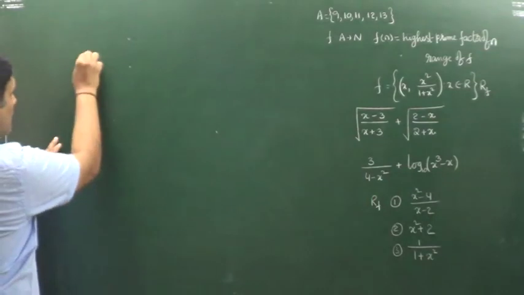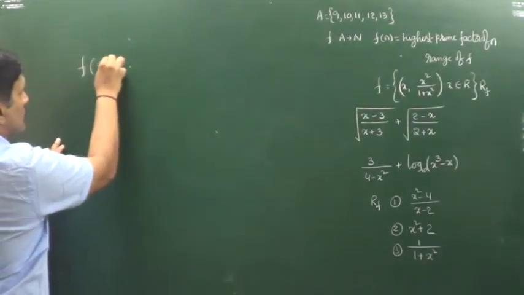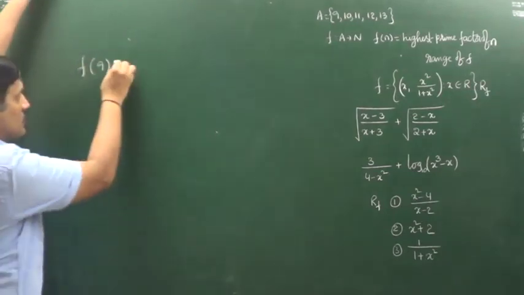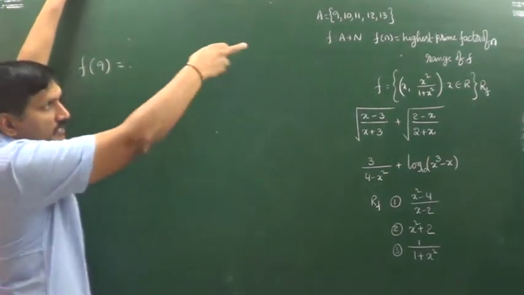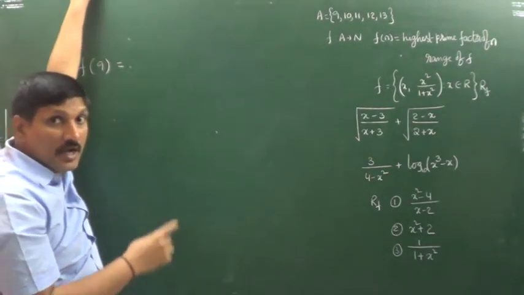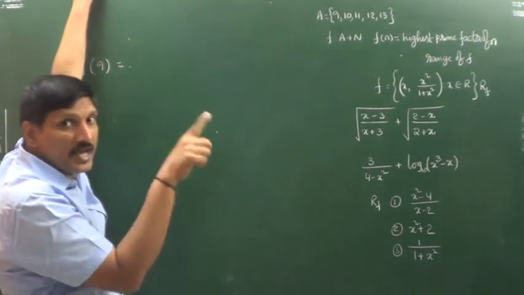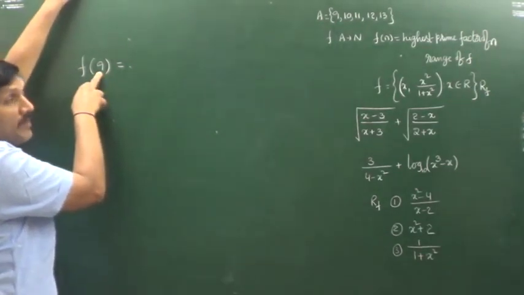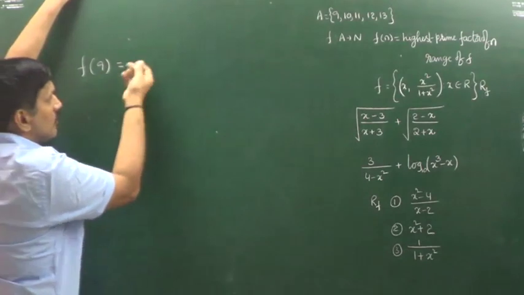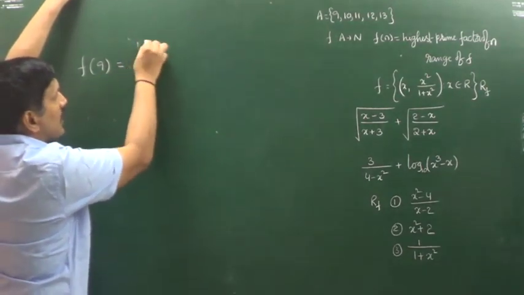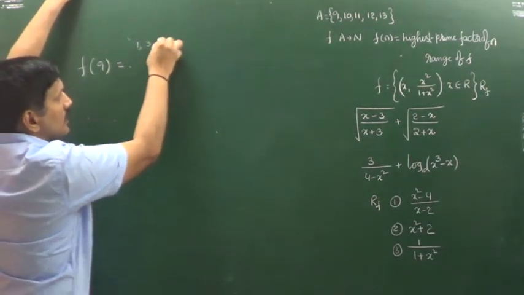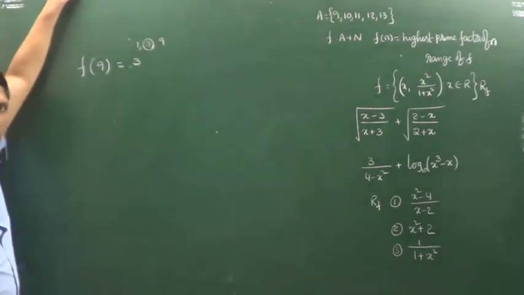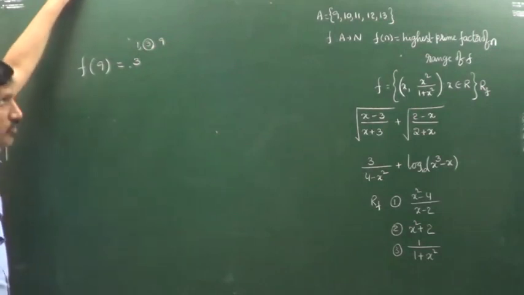Okay, I am finding f of 9, the functional value of 9. What is it saying about f of n? Highest prime factor of n. F of 9 is equal to the highest prime factor of 9. First of all, tell me what are the factors of 9? 1, 3, 9. What is the highest prime factor? 3. That's why f of 9 is equal to 3.